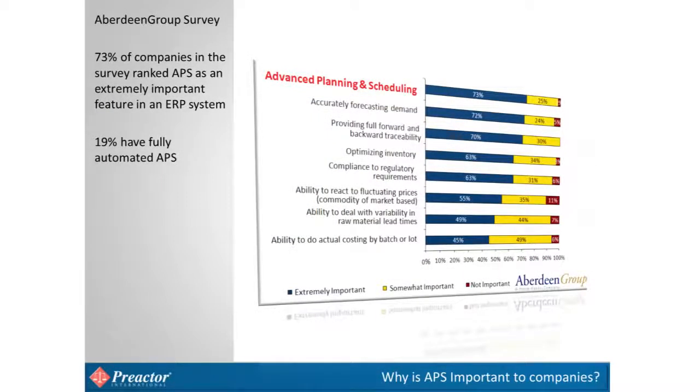In a survey carried out by the Aberdeen Group very recently, when companies were asked what were the most important features in an ERP system, APS came out on top. 75% of companies said that APS was extremely important to them. However, only 19% of them had a fully automated system within their ERP or used a third-party tool like Preactor. Most use spreadsheets to carry out the planning process.